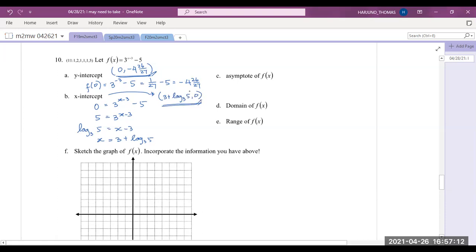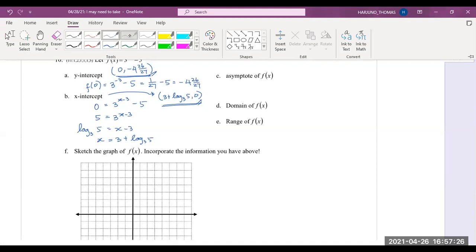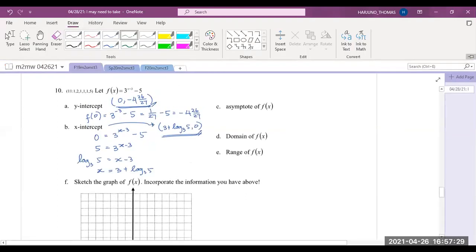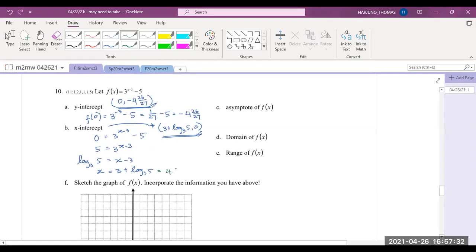Now, if we do approximation, then log 5 divided by log 3 plus 3, that will be 4 point something. This is 4.46497. So later on, when we approximate this, the position on the rectangular coordinate system will be 4.46497, 0. Okay, now the asymptote, this is y equals negative 5.